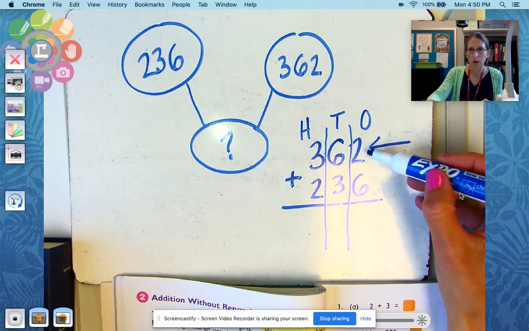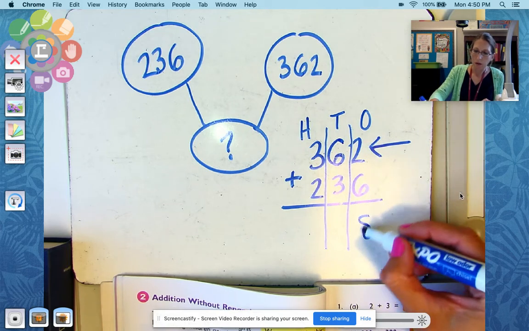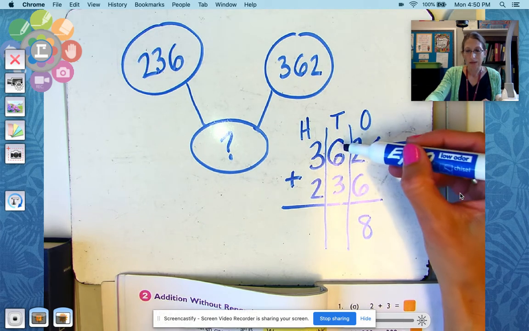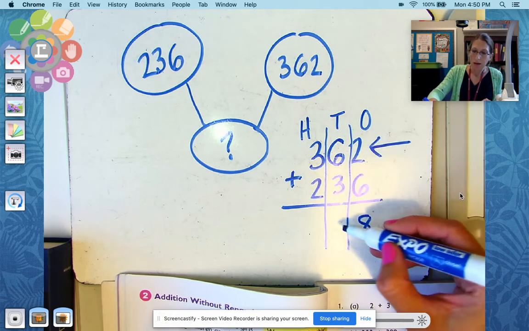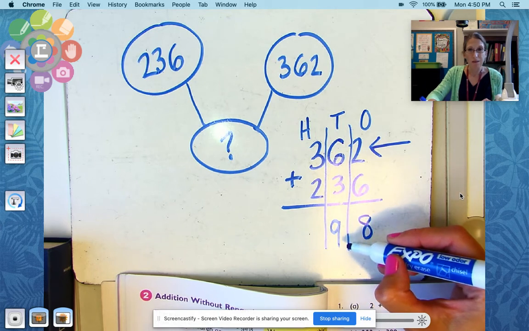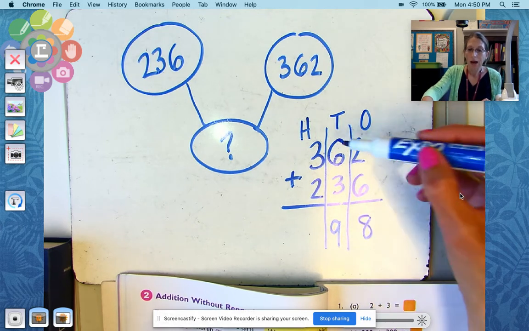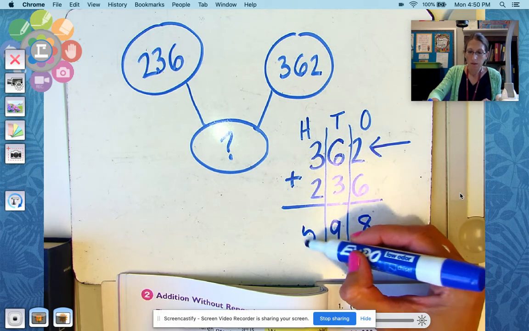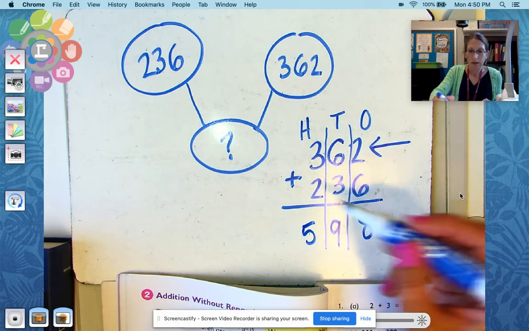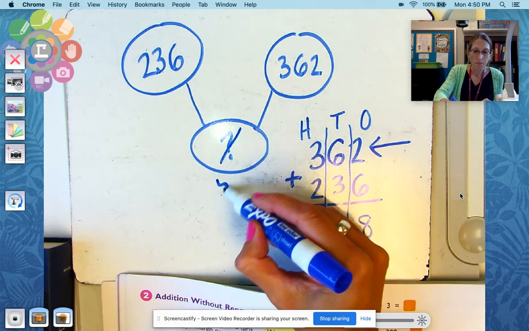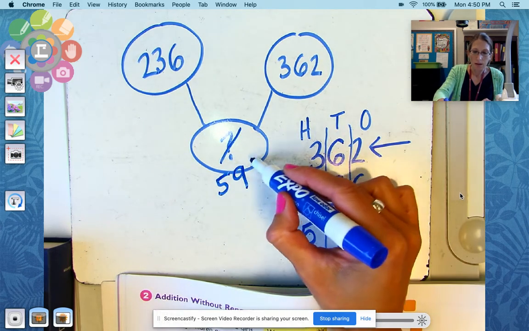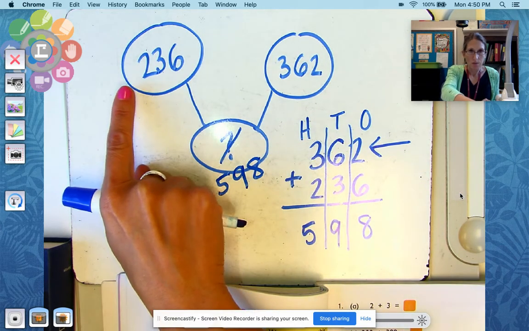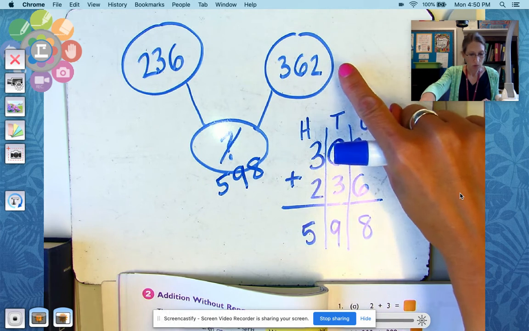So here we have 2 ones plus 6 ones, and we know that makes 8 ones. Then I'm going to move next door to my tens. I have 6 tens plus 3 tens, and that makes 9 tens, same as 90. And then we move over to the hundreds. I have 300s plus 200s, and that makes 500s. And so our answer, 598.